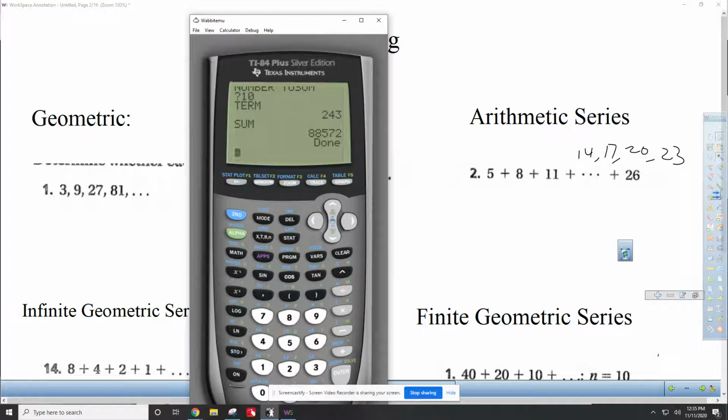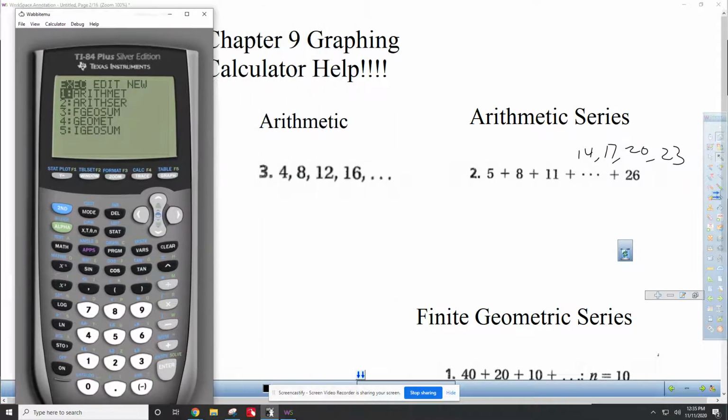So there we go. The 10th term is 243, and our sum is 88,572. To show you that my program does work, we'll do 81 times 3. Look at that, 243. There it is. It matches with our answer from the program. So there's a little proof for you that it is indeed working correctly.